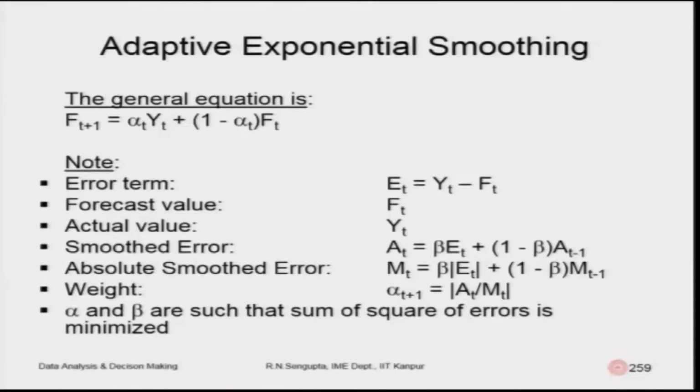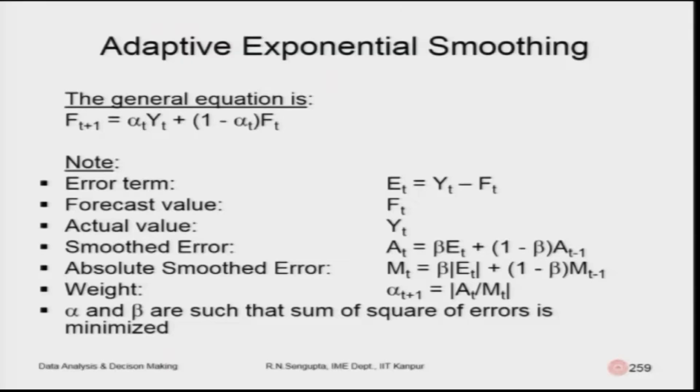So, F suffix t plus 1 is equal to alpha t, and see here I am putting a suffix t because these values of alpha 1 or alpha 2 or alpha 3, whichever values we take, and however many such alphas we take, are dependent on time, so that as we proceed the values of alpha would either increase or decrease. So, I take alpha t times Y t plus 1 minus alpha t times F t. So, Y t would be the actual value for time period t, and F t would be the forecasted or predicted value for time period t.